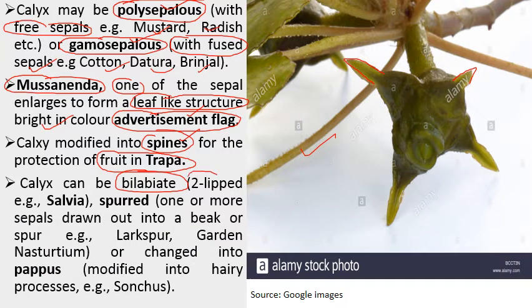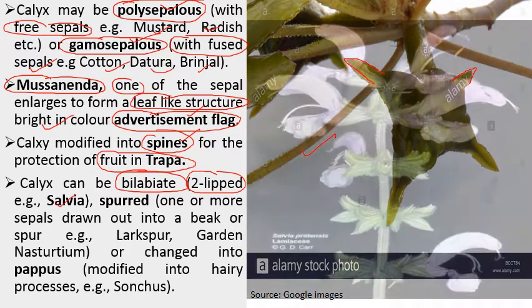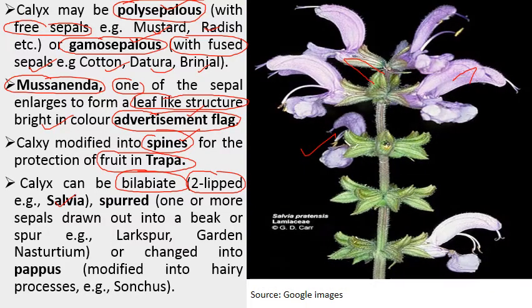Calyx can be bilabiate. Bilabiate means two-lipped structure. और ये ऐसे calyx होते हैं salvia में present. Then, for example, we have flower of salvia. इसमें जो sepals हैं, they are bilipped.